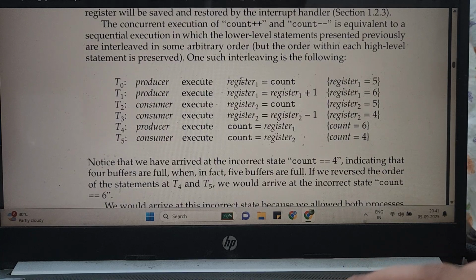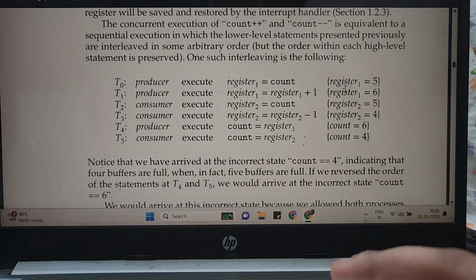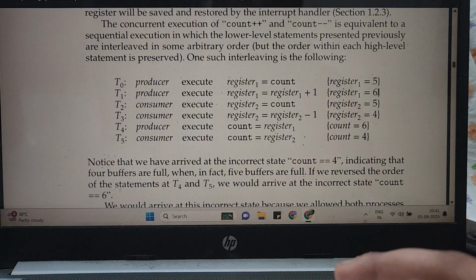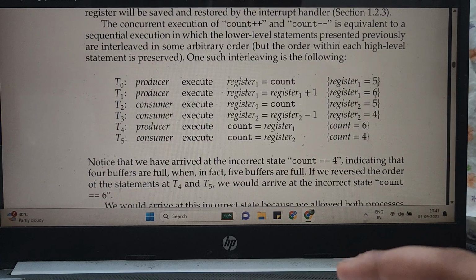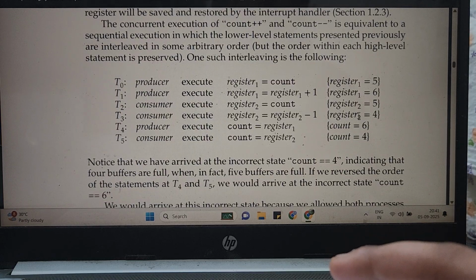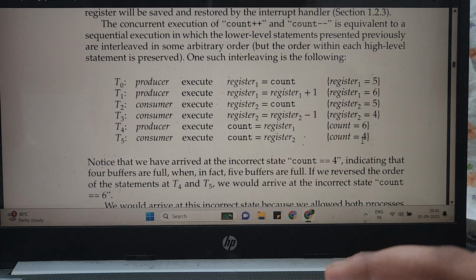Ignore the producer consumer words for now, we will be coming to that soon. So let's say register 1 takes the value of count. Let's say count was 5. So register 1 now takes the value of 5, increments it by 1, and the value is 6. Now before it can write, register 2 takes the value of count, which is also 5. Remember, no change has been made to count. So it takes this 5, decrements it to 4. Then register 1 writes a 6, then register 2 writes a 4.